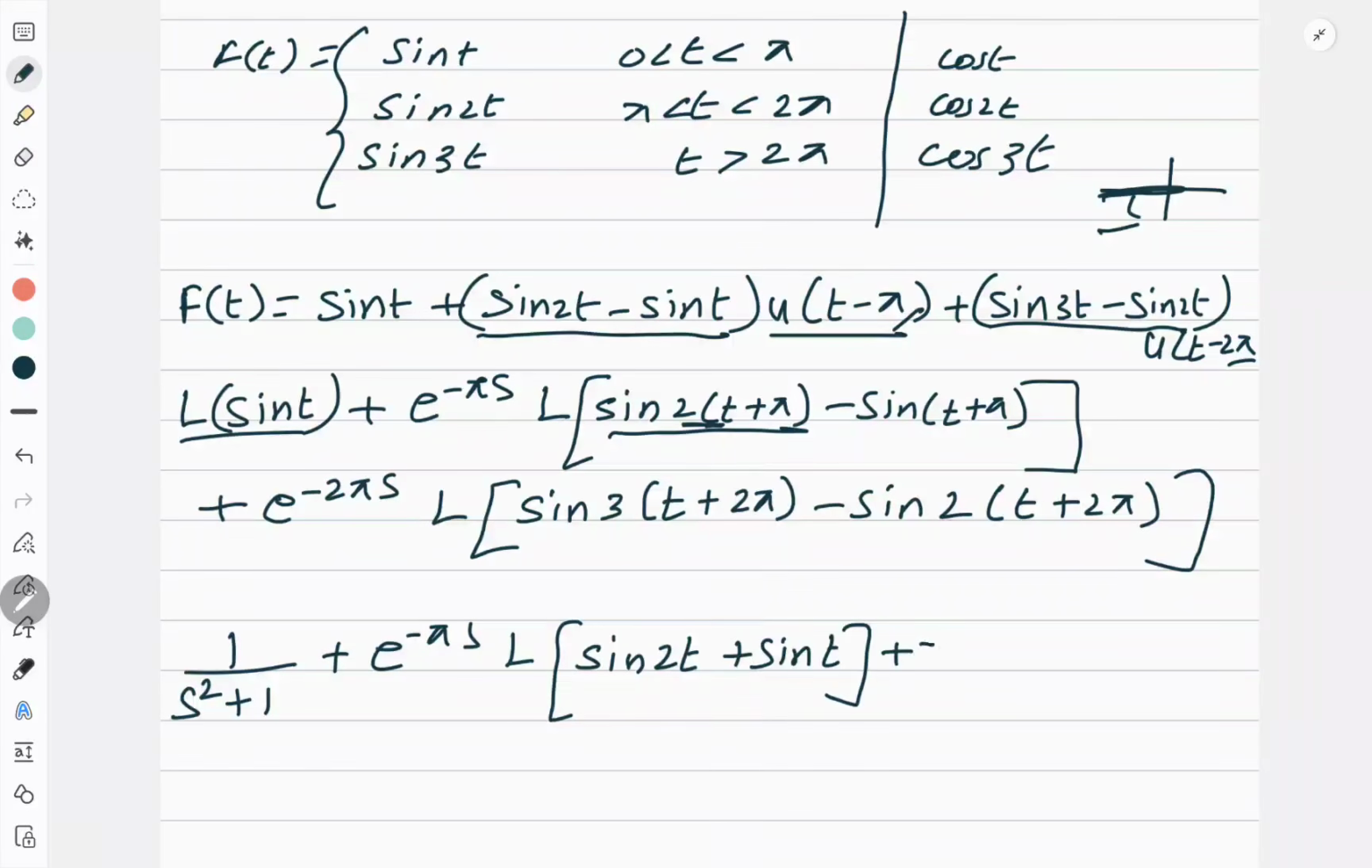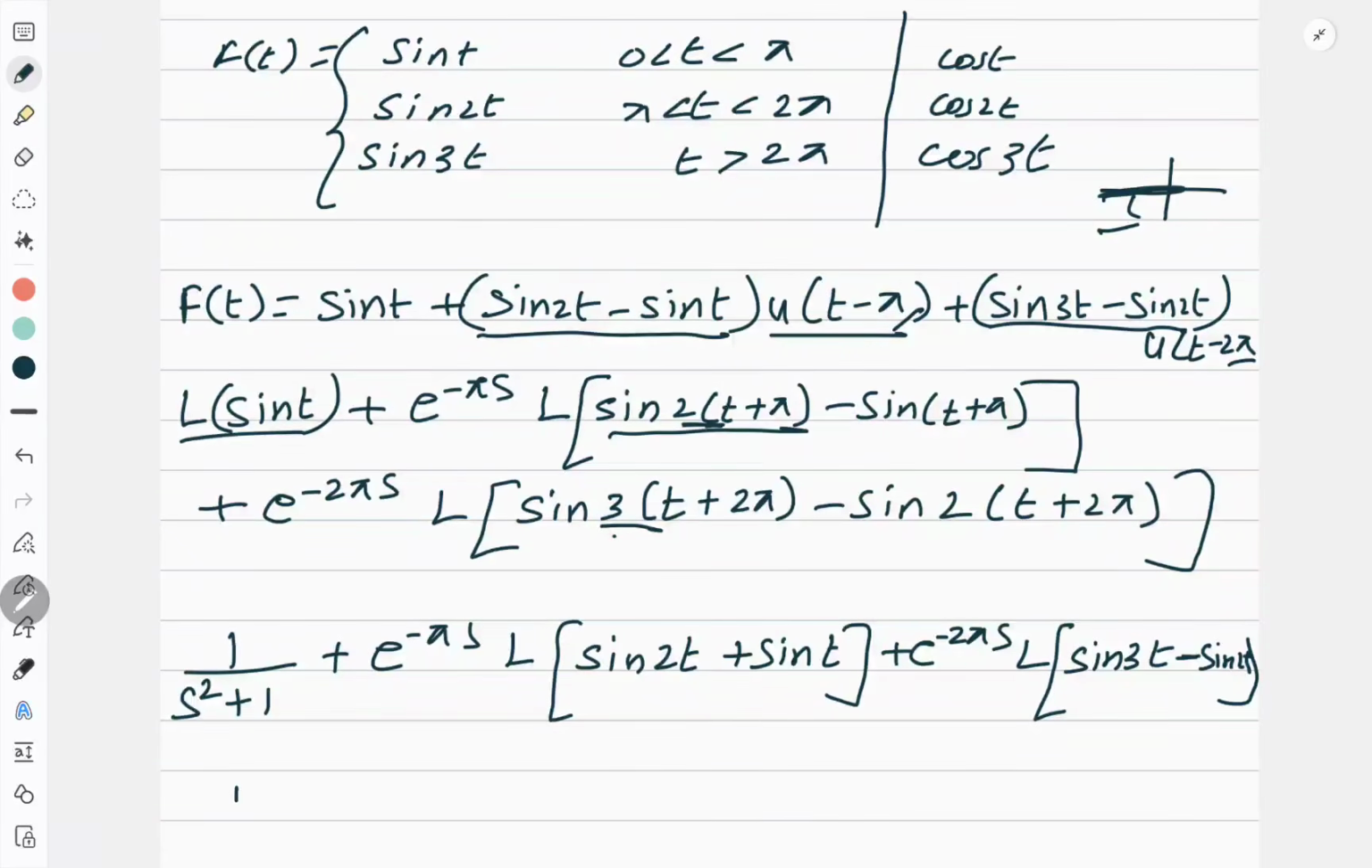Okay. Plus e to the power minus 2 pi s Laplace of sine 3t plus 6 pi. 6 pi means 3 rounds but back to square 1. So sine 3t minus this sine 2t plus 4 pi. 4 pi means again 2 rounds but back to home. So sine 2t.